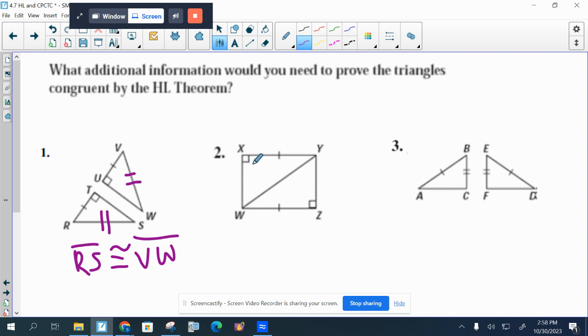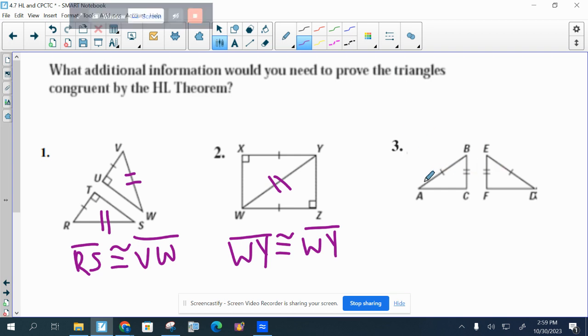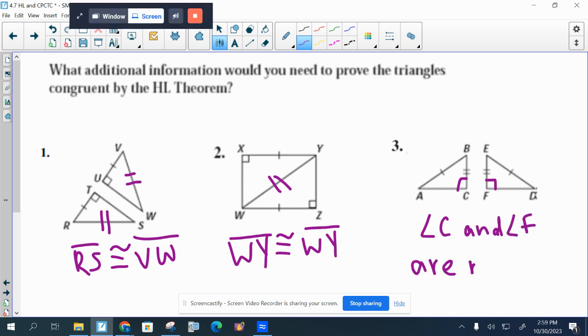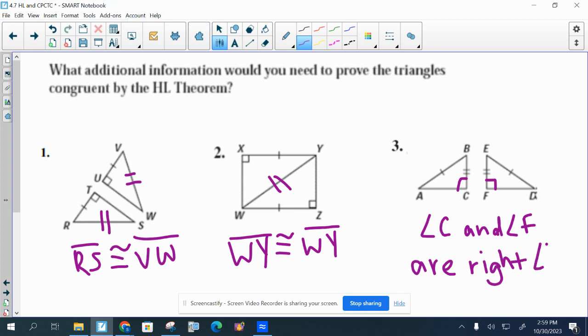For this one, you already know that the right angles are congruent, and one of the legs, and now you need to know the hypotenuse is congruent, which you can say by the reflexive property. So you already do know that for this one. And then for 3, you have a leg, and you have what looks like it would be a hypotenuse. We just need to know that angle C is the right angle and angle F is the right angle over here. So angle C and angle F are right angles.